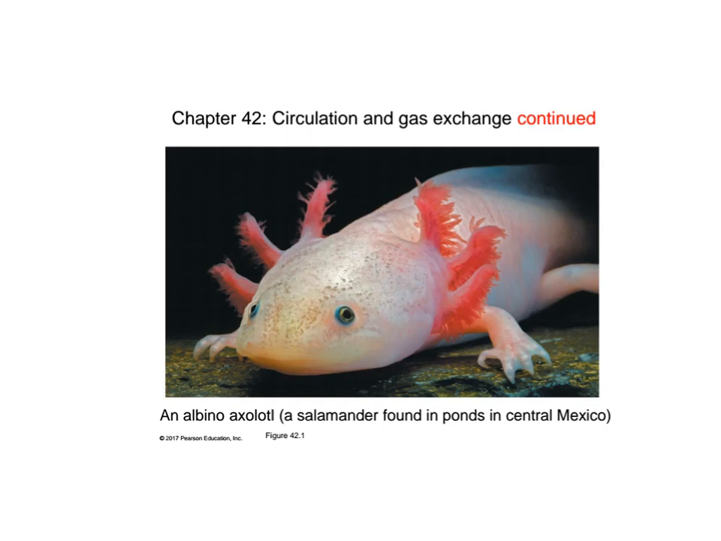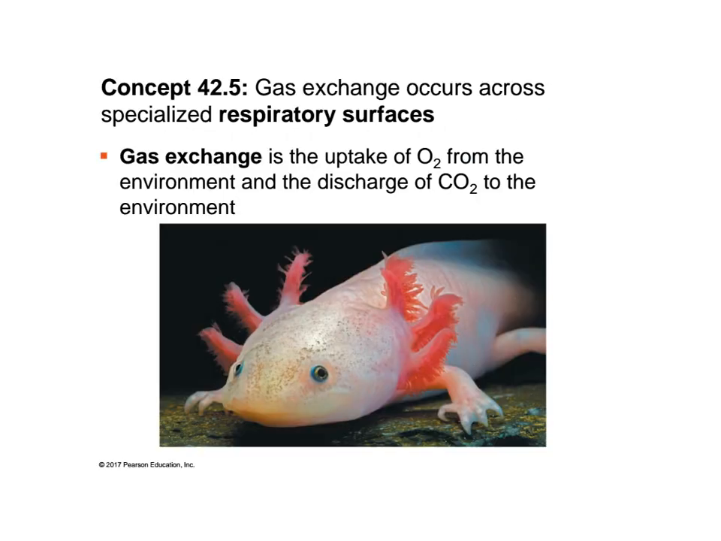This is the last lecture on circulation and gas exchange. Gas exchange refers to the uptake of O2 from the environment, as well as the discharge of CO2 to the environment. So of course, our cells, when they're doing aerobic metabolism, need oxygen, and a metabolic byproduct of oxidative phosphorylation is CO2, and that has to be released back to the environment.